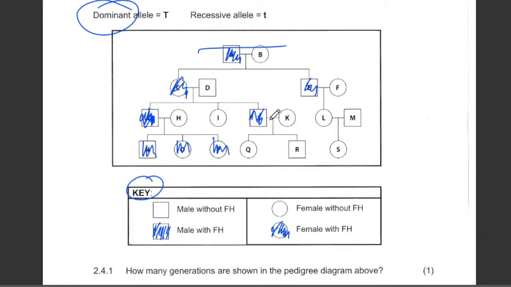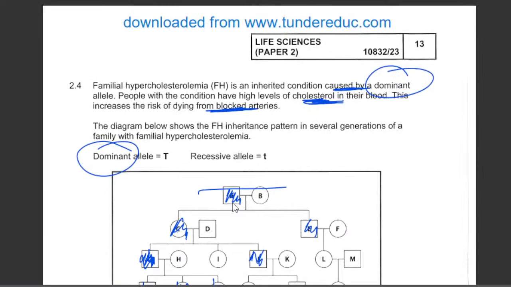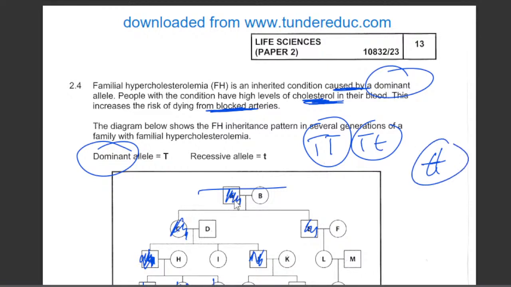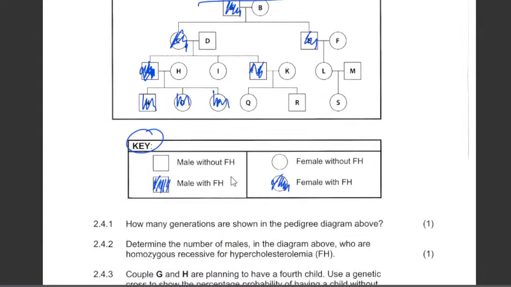Let me just show you. They're saying that the shaded ones are the ones with the problem, and the unshaded are the ones without the problem, meaning the shaded ones are supposed to be either capital T capital T, or capital T small t. The unshaded ones are small t small t. Don't forget that this is caused by a dominant allele. If it was caused by a recessive allele, then this would have been shaded and this unshaded. But because it's caused by a dominant allele, the shaded ones are the ones which have the dominant allele. So now let's go through this.